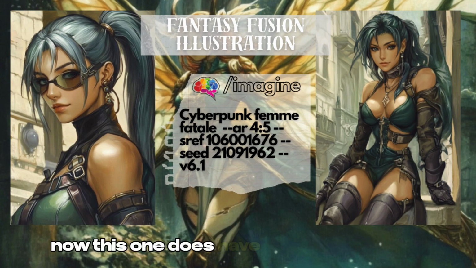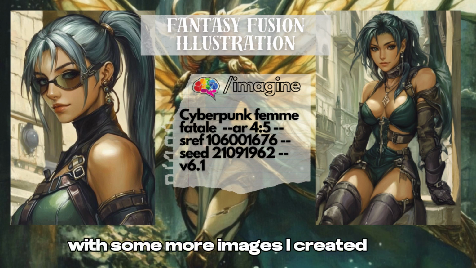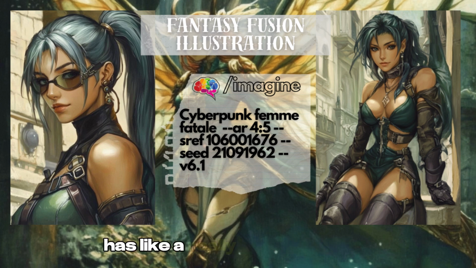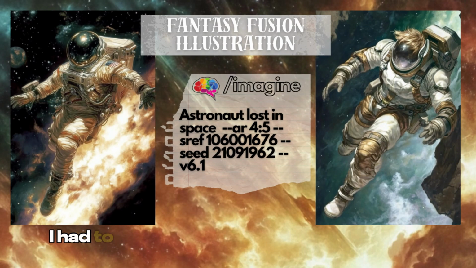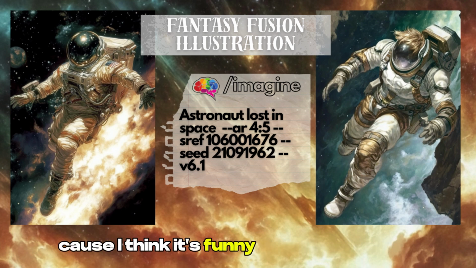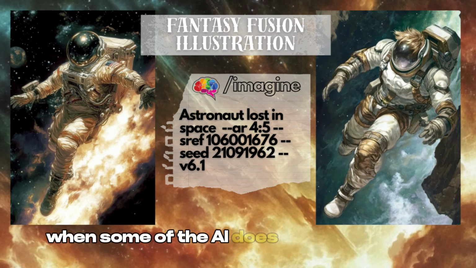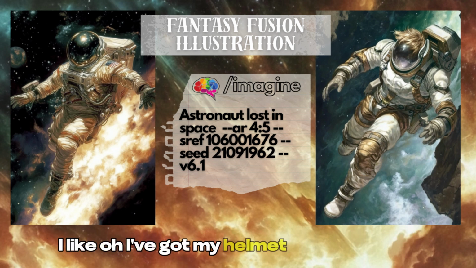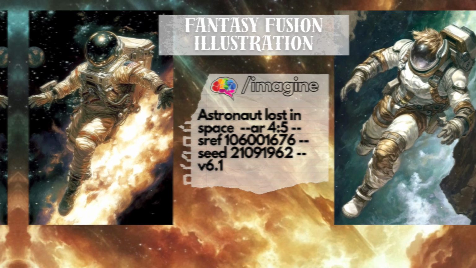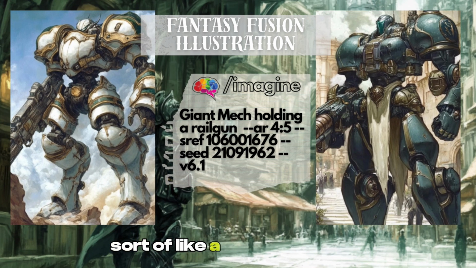Now this one does have a really sort of, the first thing I thought when I saw it with some other images I created was Link from Legend of Zelda. It has a really wizardy theme, like an illustrated effect, but yeah, it gives everything that sort of style. I had to laugh when this one came out, like, what's going on with that toupee on that astronaut on the right? I do try and share the funny ones because I think it's funny. It makes me laugh when the AI does something really weird like, oh, I've got my helmet on, toupee, yes, that'll protect me. It almost gives everything sort of a medieval effect.